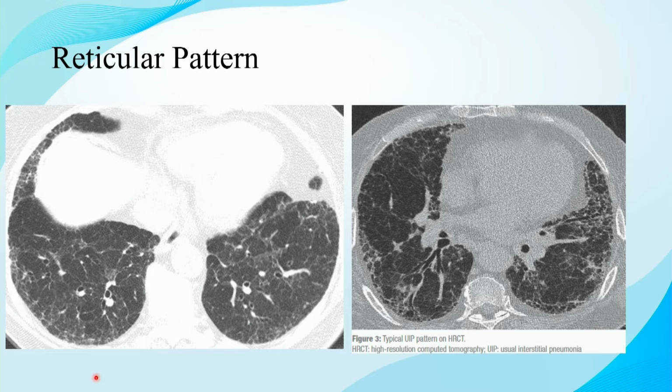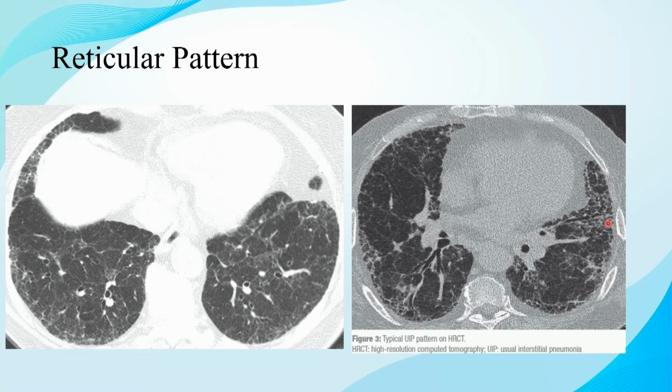So, as you can see here, you can see the interlobular and intralobular septal thickening, which is present in the subpleural region of the right lung base. As you can see, there is a loss of the architecture, and there are fine reticulations, which are the intralobular septal thickening.